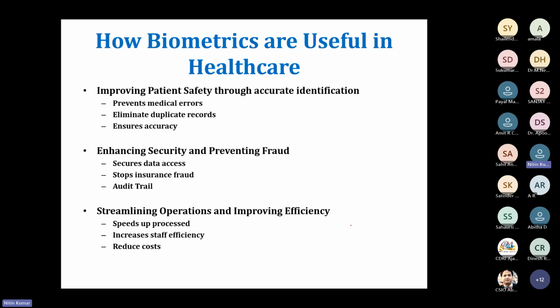Similarly, we can improve patient safety through accurate identification. If two people with the same name visit a hospital, it is probable that their reports may get mixed. Yes or no? It is probable, but if we have a biometric system in place, the person is authenticated at the time of, say, sample collection using the biometrics, so these medical errors can be removed.